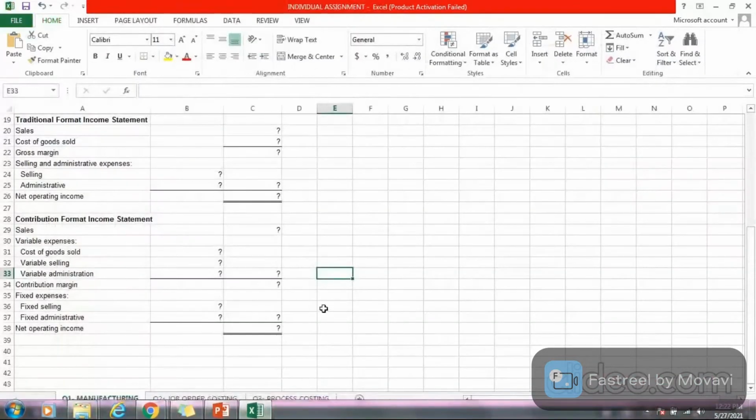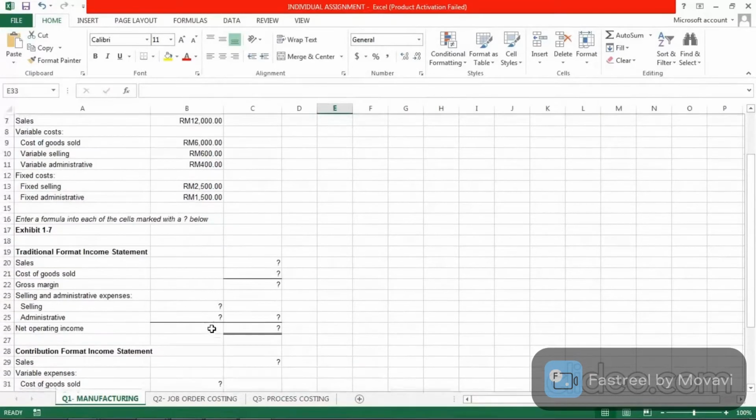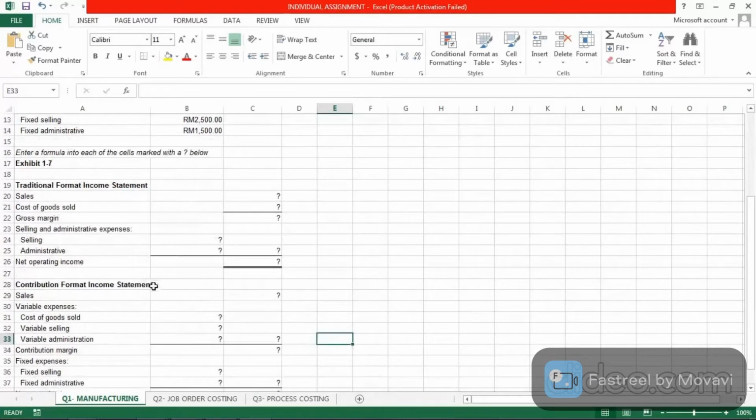So today I'm going to show you how to solve three questions. We'll start with question 1. Here there are two types of income statement: the traditional format income statement and the second one is the contribution format income statement.